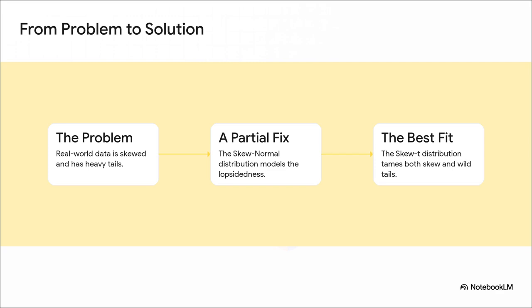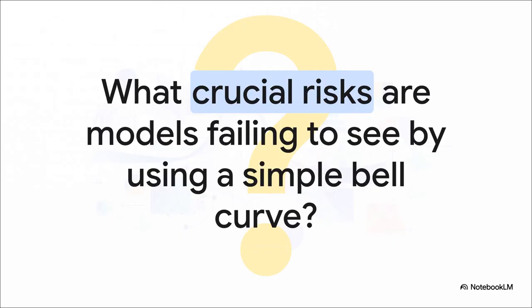So let's just quickly retrace our steps here. We started with a big problem. Real-world data doesn't fit the simple bell curve. We found a partial fix with the skew normal model, which took care of the lopsidedness. But the real winner, the best fit, came from the skew-t distribution because it could tame both the skew and those wild, unpredictable tails.